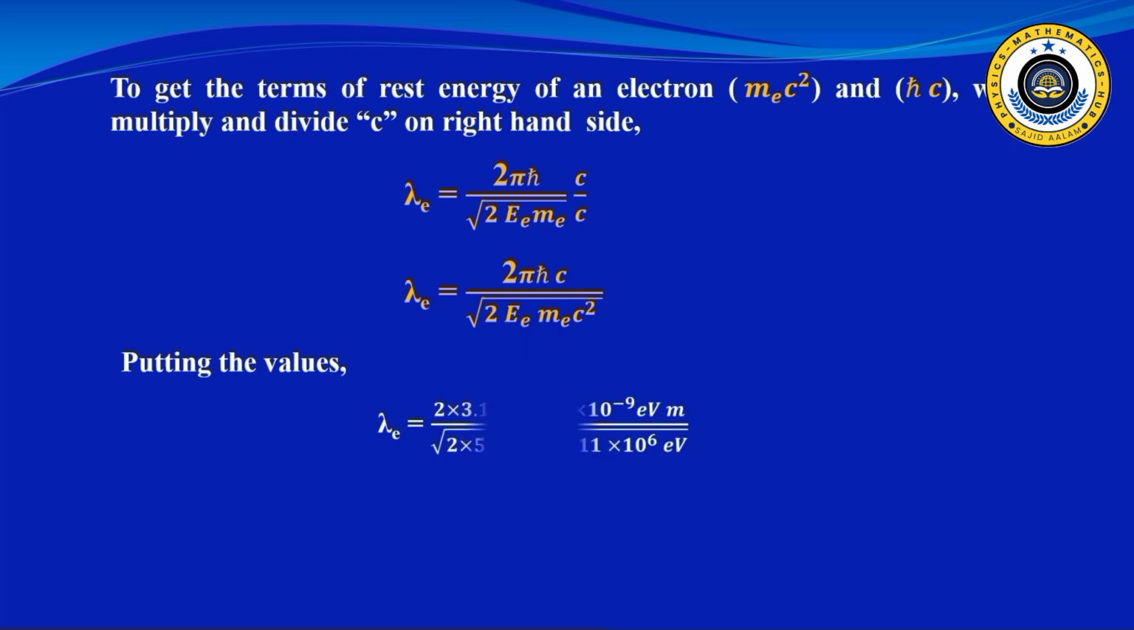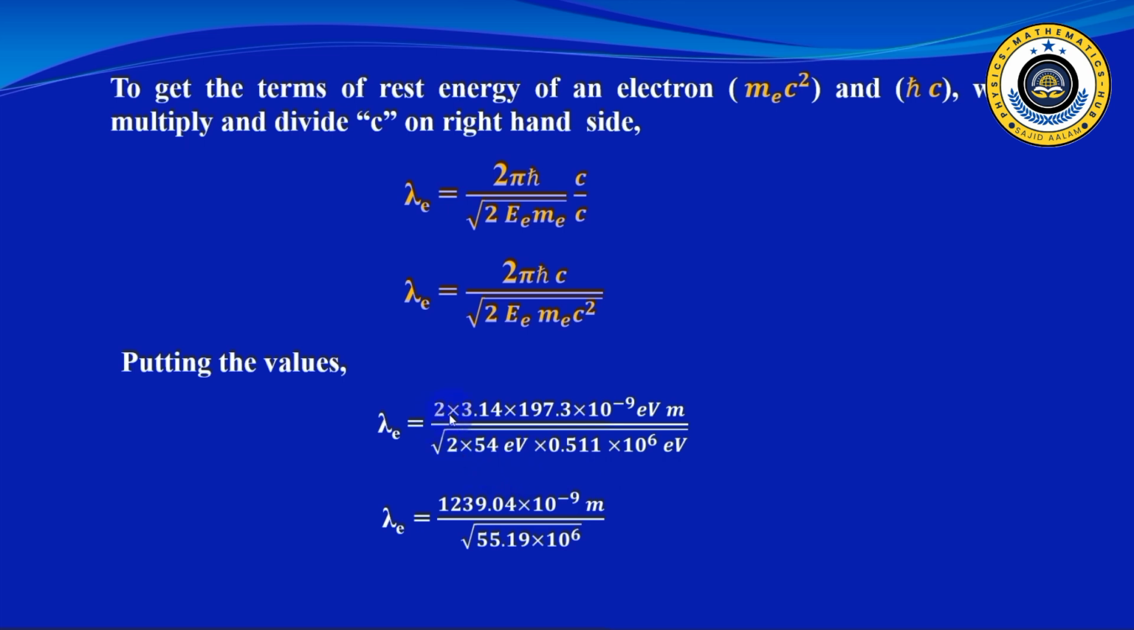Putting the values, we get lambda_e is equal to 2 multiplied by 3.14 multiplied by 197.3 multiplied by 10 to the power minus 9 electron volt meter divided by square root of 2 times 54 electron volt times 0.511 multiplied by 10 to the power 6 electron volt.